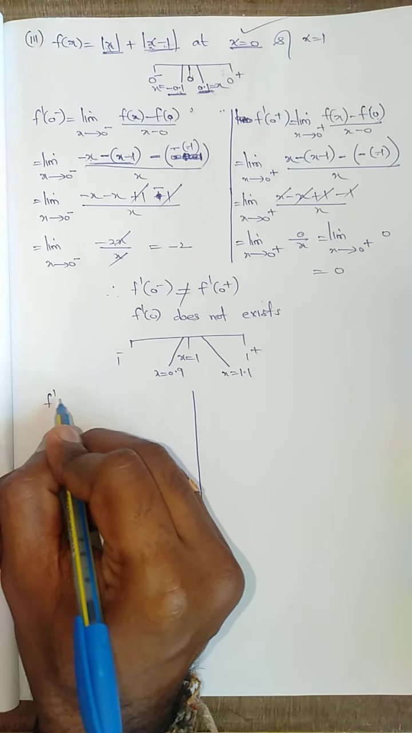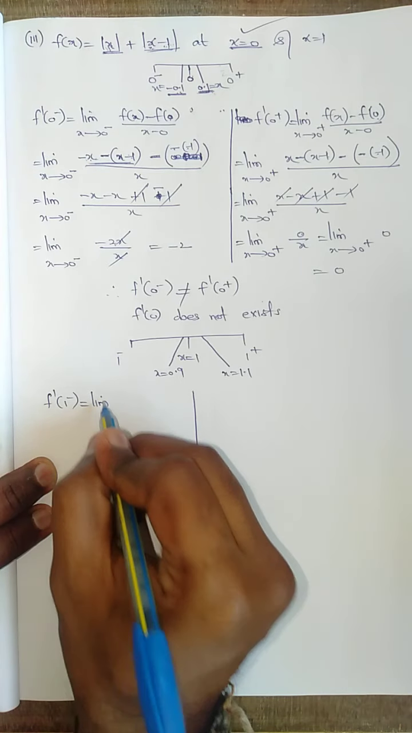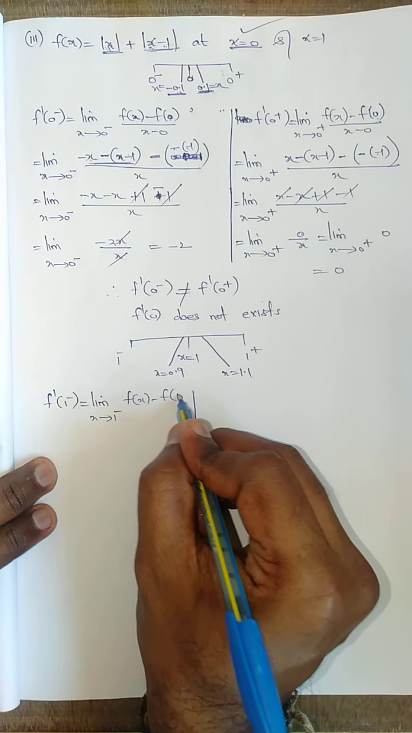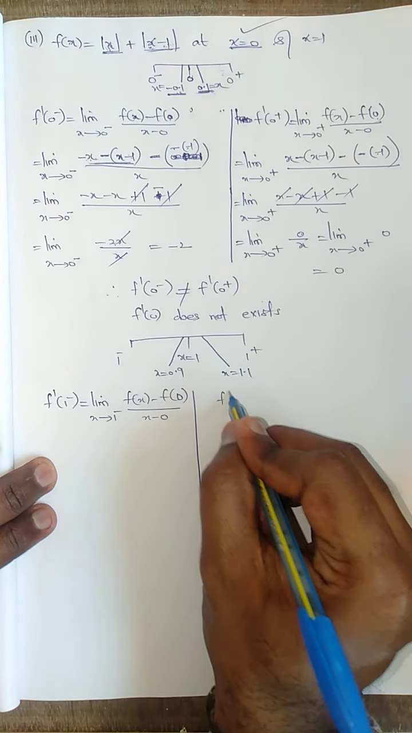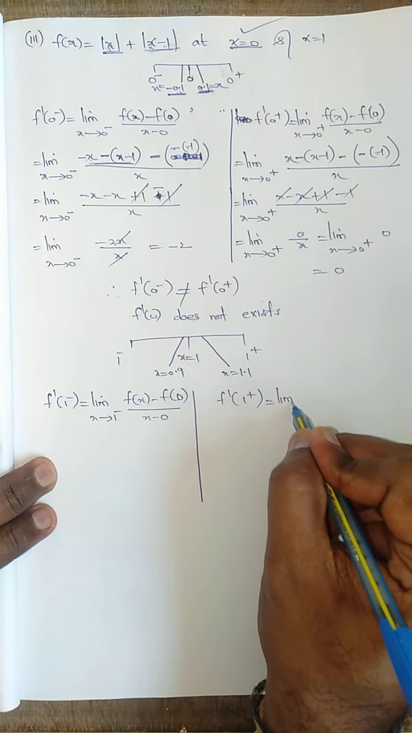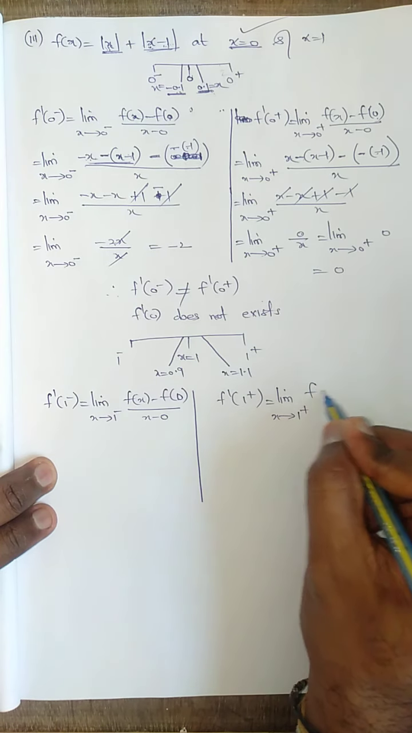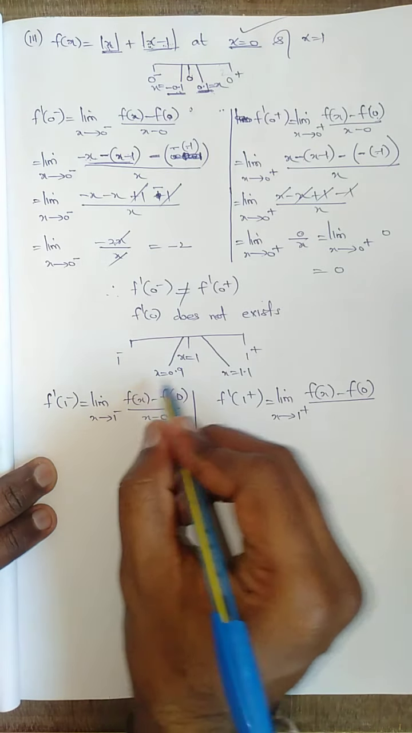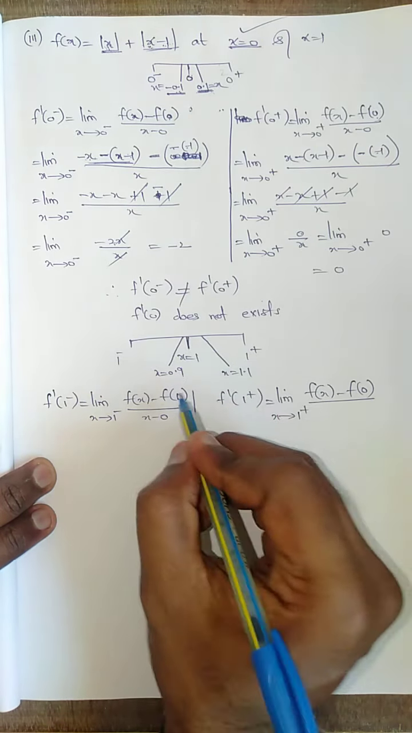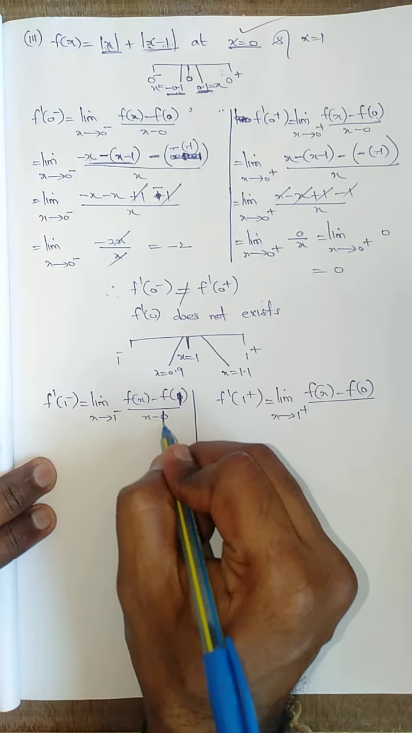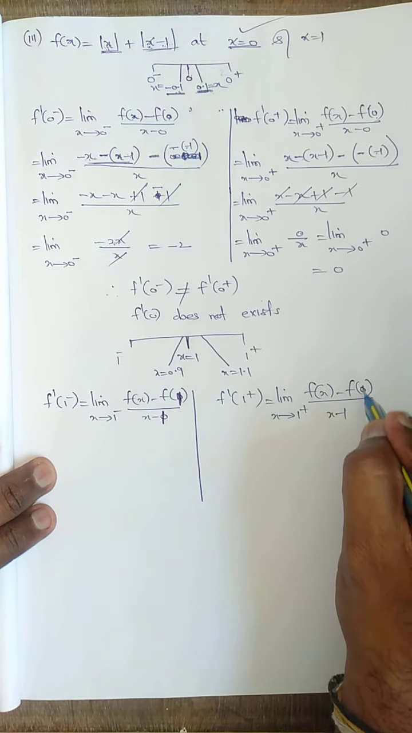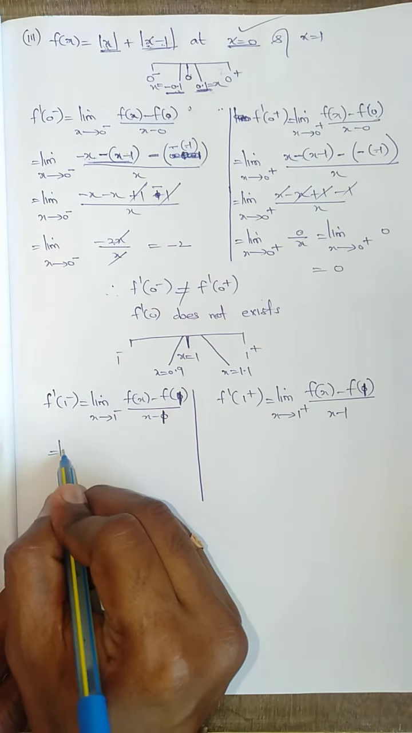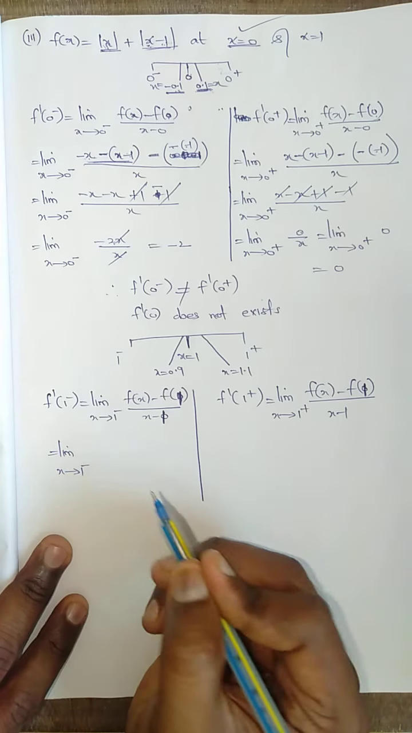f dash of 1 minus, limit x tends to 1 minus, f of x minus f of 0 divided by x minus 0. f dash of 1 plus, limit x tends to 1 plus, f of x minus f of 0, sorry, this is not 0, this is 1. At x equal to 1 only we are going to find. So I need to put 1 here also, x minus 1, here also 1. It should not come 0, 1. So first apply the limit x tends to 1 minus.